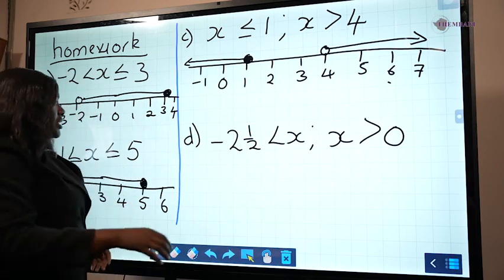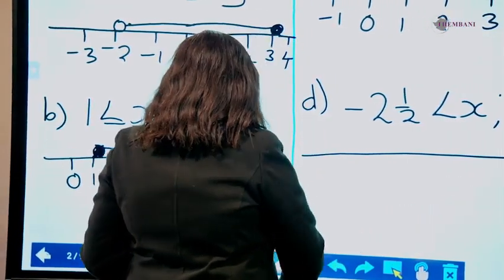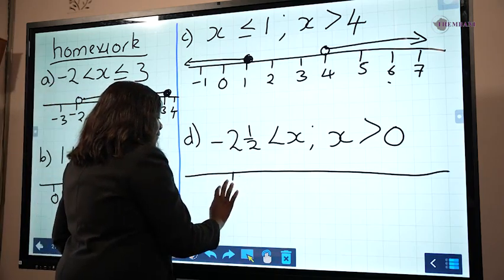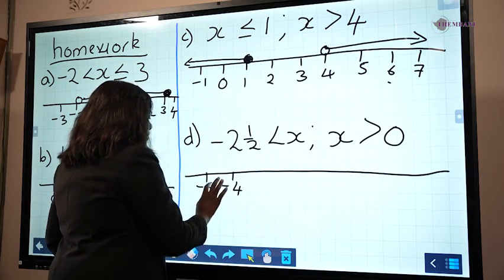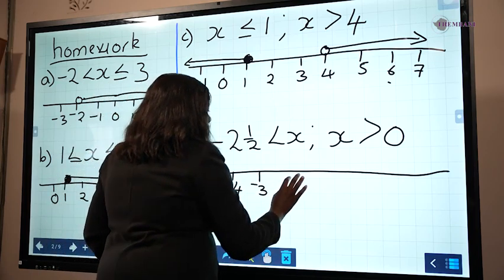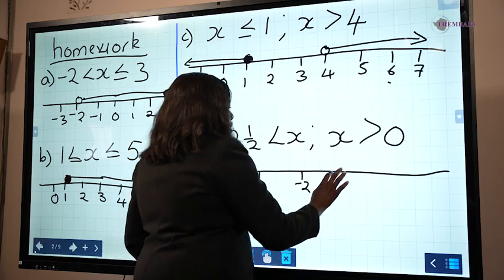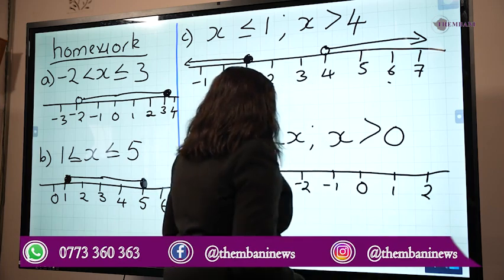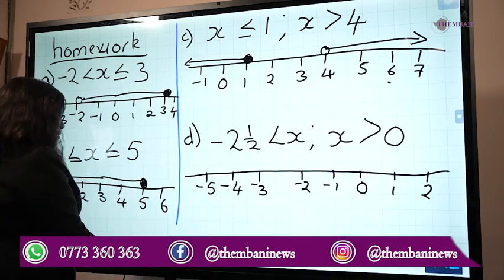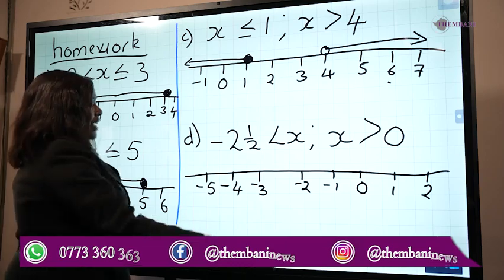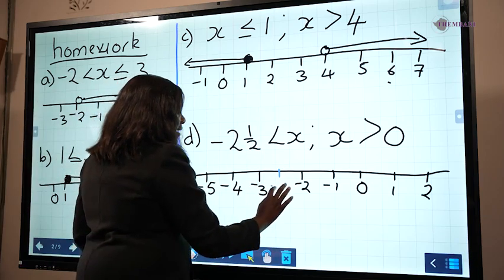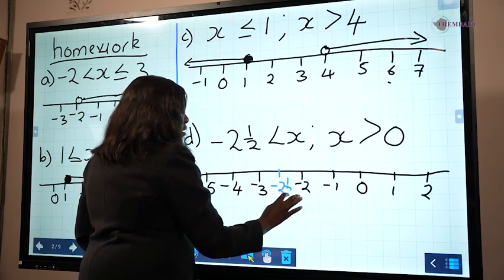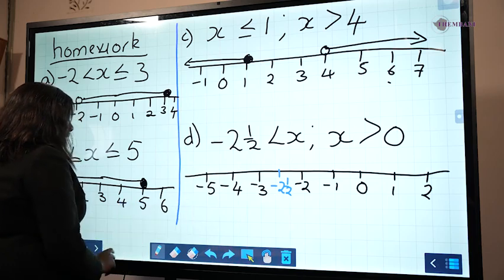Then I move on to this question. The focus numbers that I'm going to have are -2 and 0. So I can write my -4 here, -5, -3, -2, -1, 0, 1, 2. My focus number is negative half. So -2 and a half is here, between -3 and -2. So this is where my -2.5 is.